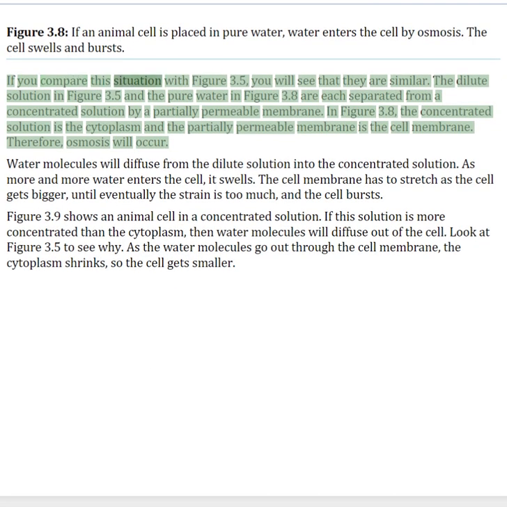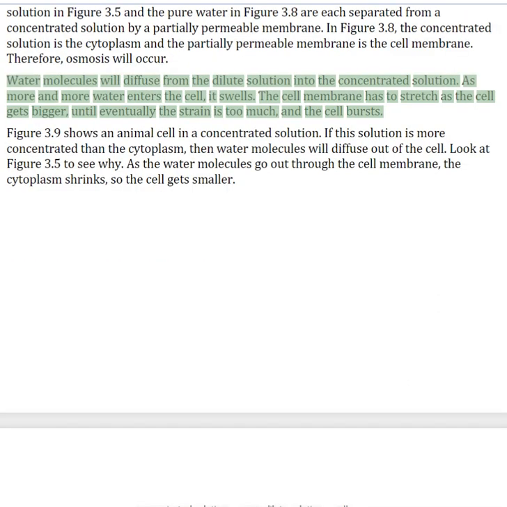If you compare this situation with Figure 3.5, you will see that they are similar. The dilute solution in Figure 3.5 and the pure water in Figure 3.8 are each separated from a concentrated solution by a partially permeable membrane. In Figure 3.8, the concentrated solution is the cytoplasm and the partially permeable membrane is the cell membrane. Therefore, osmosis will occur. Water molecules will diffuse from the dilute solution into the concentrated solution.